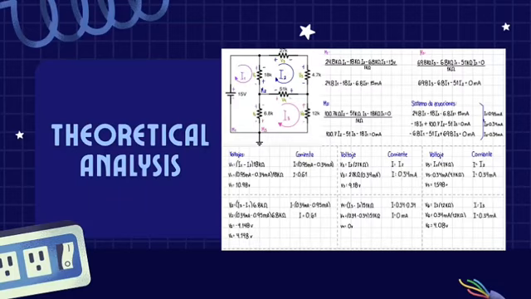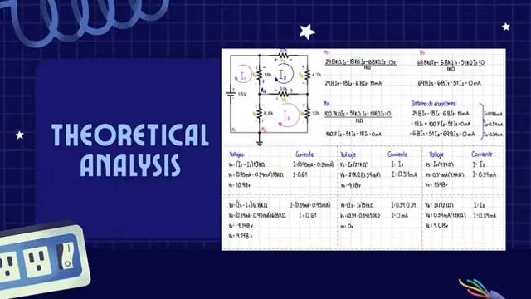By doing this with each mesh, in this case there would be 3 equations to solve by a system of equations, resulting in a current of 0.95 milliamps for current 1 and 0.34 milliamps for current 2 and 3.